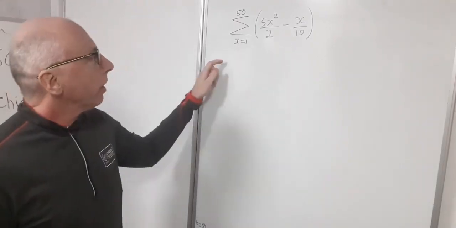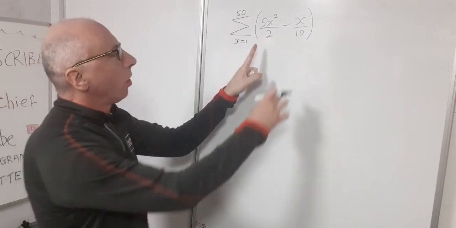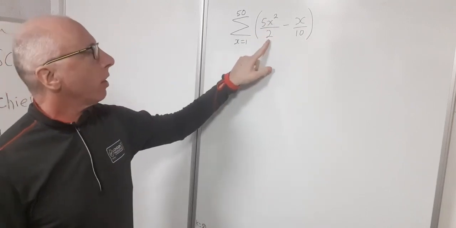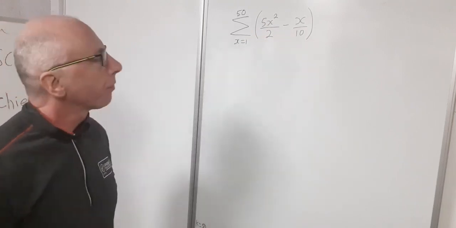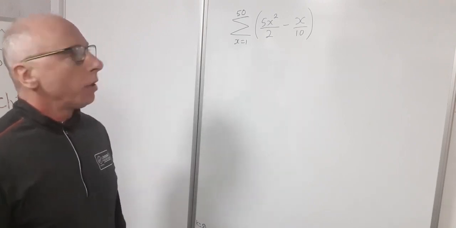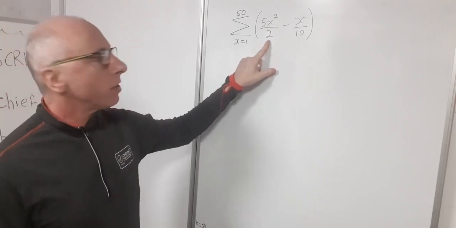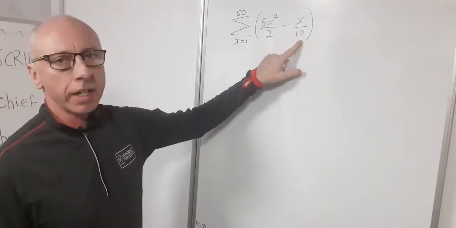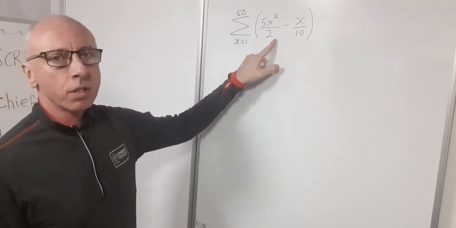So we've got a question here. We want to sum from x equals 1 to 50 all the values that are inside these brackets: 5x squared over 2 minus x over 10. Now, the first thing I would do here is use my summation rules in terms of these two terms inside here. What I could do is the difference between the terms in the sum.